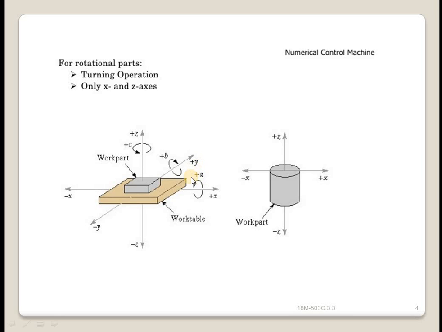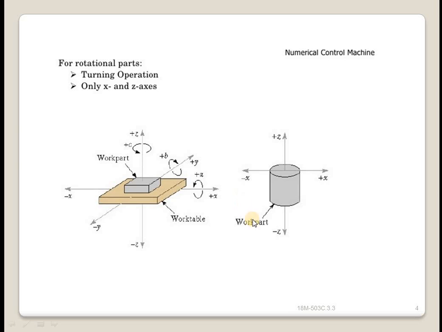The 3 rotational axes are indicated with the symbols A, B, and C. So this will represent the rotational axes. These axes are used to specify angles about the x, y, and z axes, respectively. To distinguish positive from negative angular motions, the right hand rule can be used.